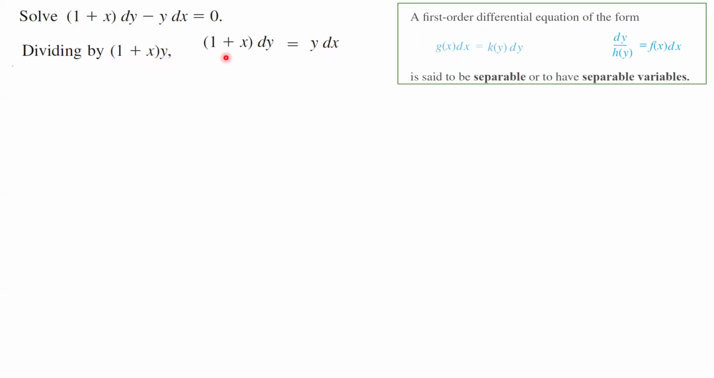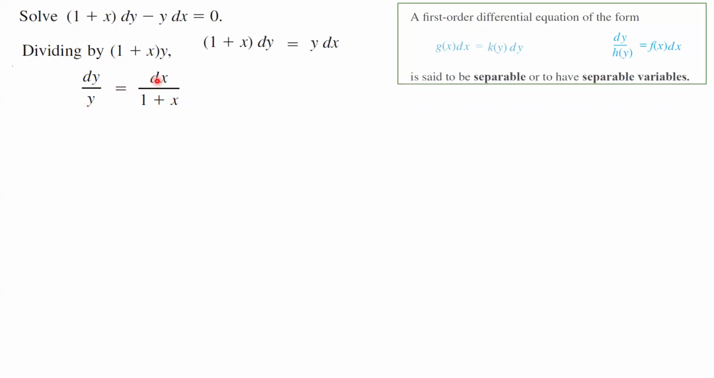When you divide (1 + x) dy by (1 + x) times y, you end up with dy over y. And when you divide y dx by (1 + x) y, you can cancel out y, and you end up with dx divided by 1 + x. These two are equal to each other.